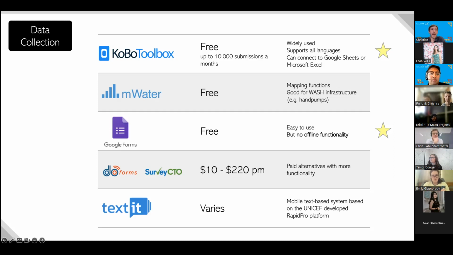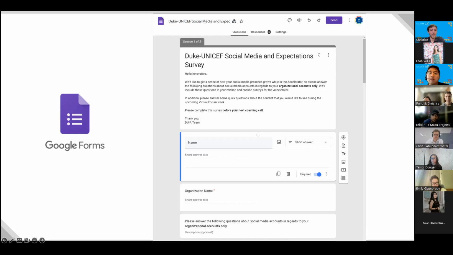Then there are many commercializations of these free ones, things similar to Kobo Toolbox. Do Forms and SurveyCTO are two that I've used at some point. They vary in price between $10 and hundreds of dollars a month, depending on their functionality. I think most of you have seen Google Forms, so we won't go through it now.